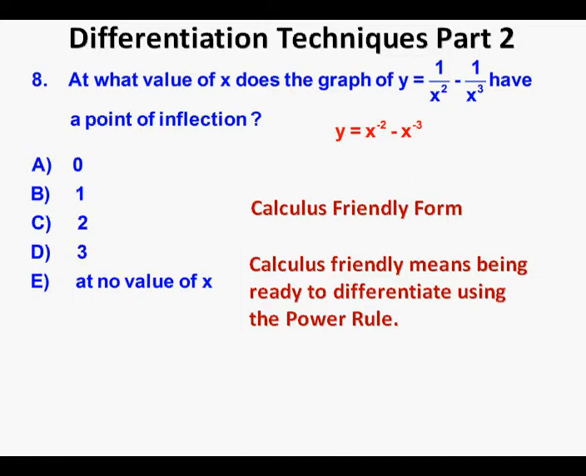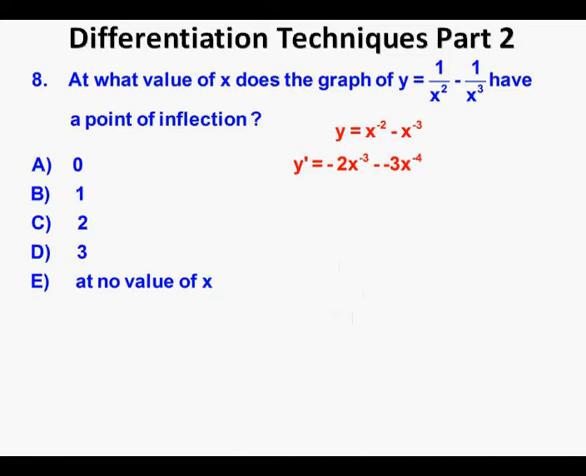And differentiating once using the power rule, we have y prime equals negative 2 times x to the negative 3 power minus negative 3x to the negative 4th power. Minus negative becomes plus, so we have y prime equals negative 2x to the negative 3rd power plus 3x to the negative 4th power. Since we're looking for a point of inflection, we'll need to differentiate a second time, and differentiating a second time, we have y double prime equals 6x to the negative 4th power minus 12x to the negative 5th power.